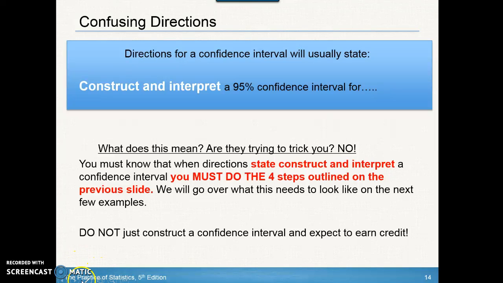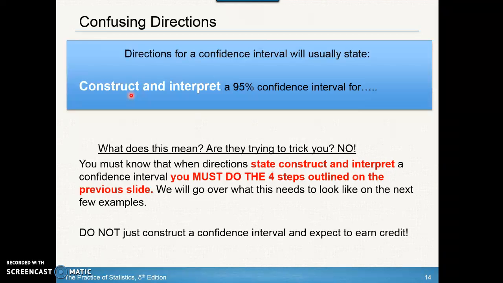Okay, so let's just take a minute and talk about what the instructions will look like whenever you see constructing a confidence interval. There are two things that the directions will look like. One of them will usually state construct and interpret a 95% confidence interval for blank, or just construct a confidence interval.